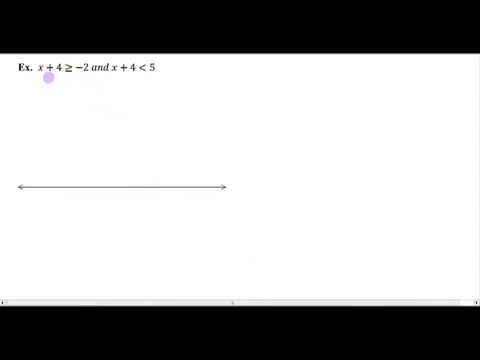Let's solve here. Subtracting 4 from both sides, I get x is greater than or equal to negative 6. And subtracting 4 from both sides here, I get x is less than 1. I'll place these numbers on the number line and start testing my intervals.